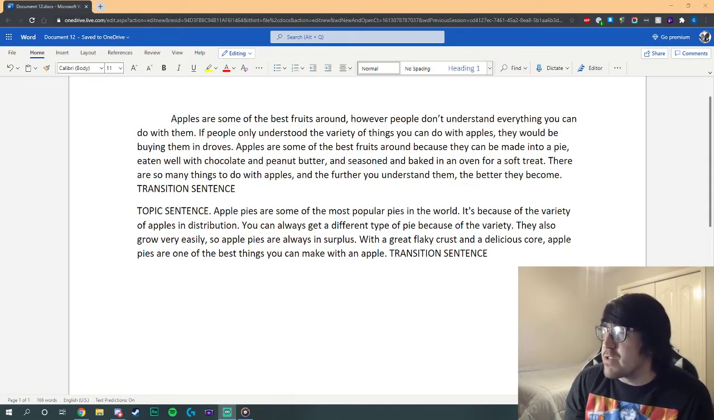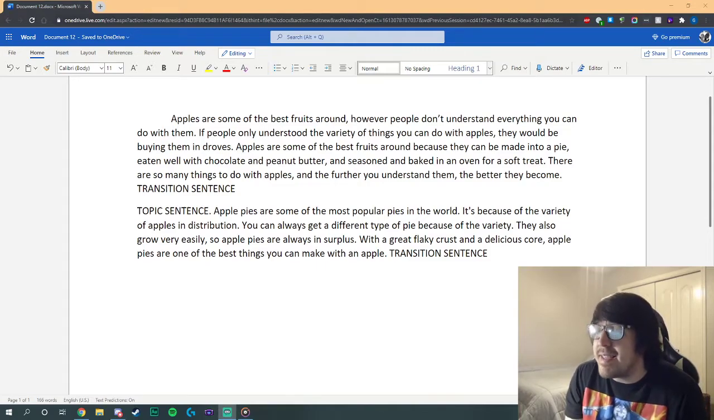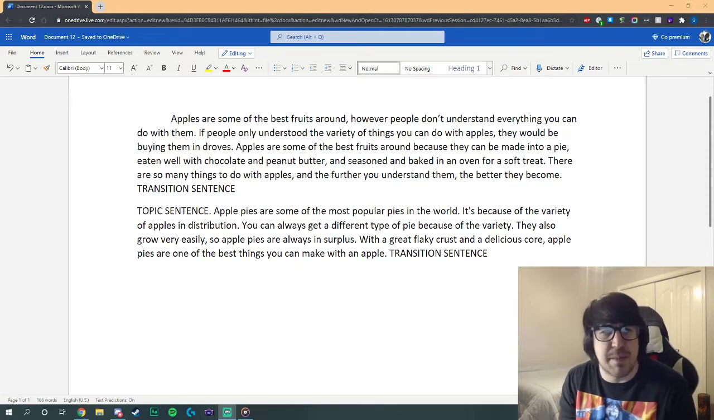Apples are some of the best fruits around. However, people don't understand everything you can do with them. If people only understood the variety of things you can do with apples, they would be buying them in droves. Apples are some of the best fruits around because they can be made into a pie, eaten well with chocolate and peanut butter, and seasoned and baked in an oven for a soft treat. There are so many things to do with apples, and the further you understand them, the better they become. Okay, that's my introduction. Super simple, okay?